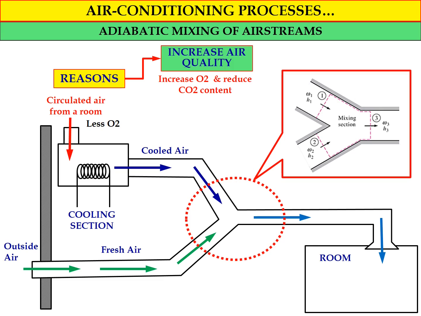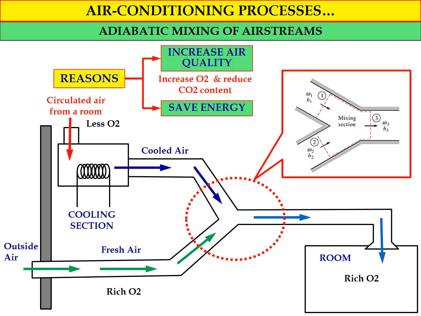So the circulated air from a room with less oxygen will enter the cooling section, and the cooling section will reduce the temperature of the air. Now, in order to increase the oxygen content inside the air, we will suck the fresh air with rich oxygen content into the mixing section. The circulated air from a room will mix with fresh air with rich oxygen content in the mixing section and then enter the rooms. So the quality of the air entering the room from the air conditioning system will increase.